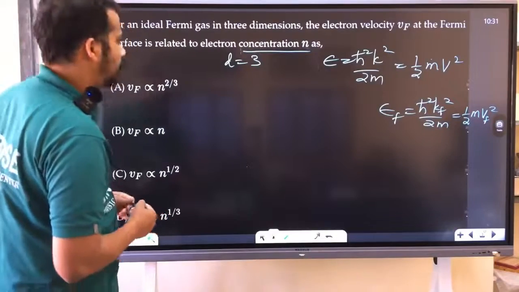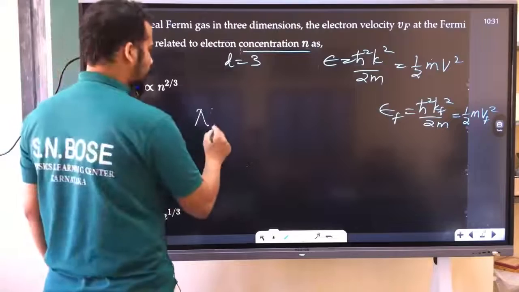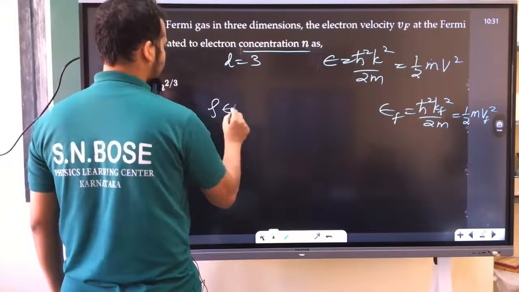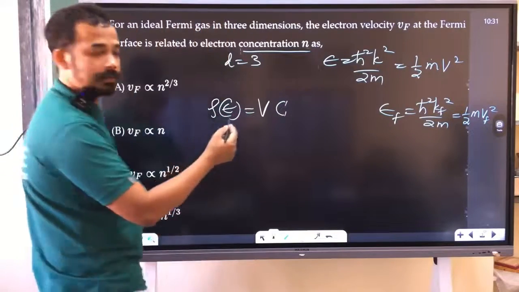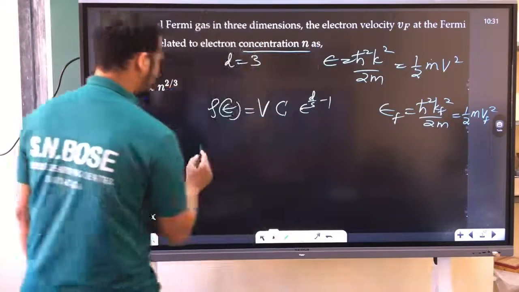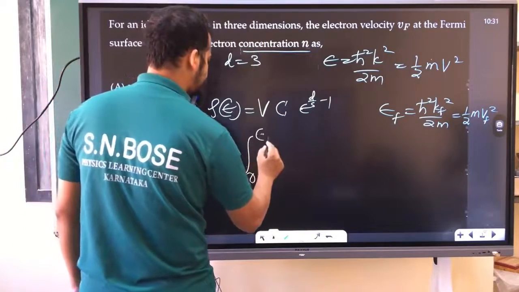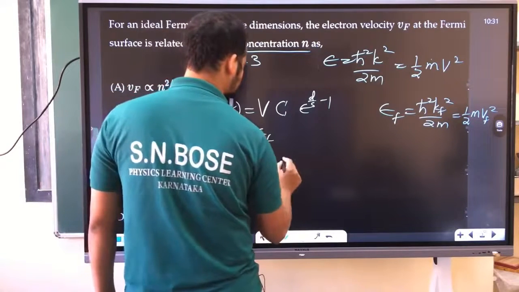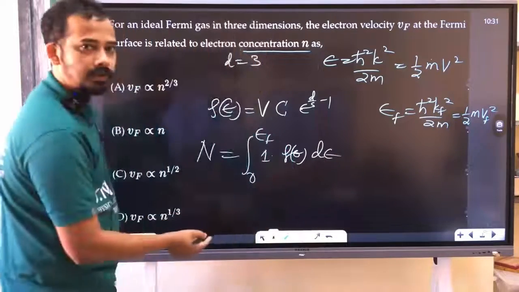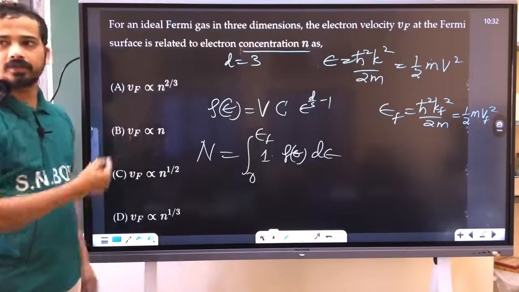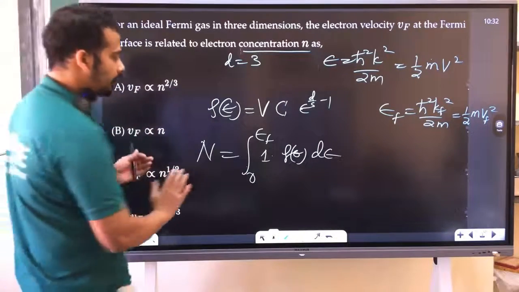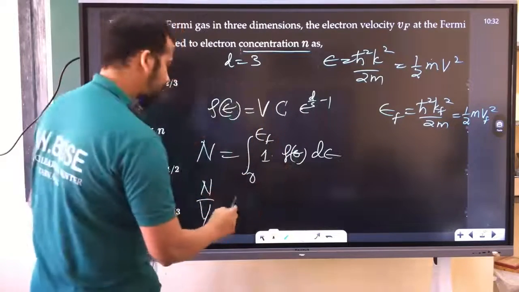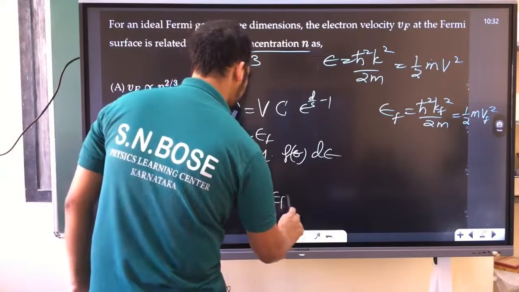So now look at here, what would you do? You can integrate this one. N is equal to the integral of, or you can first define rho of e. Rho of e is equal to volume, you need the volume term, into e power d by s minus 1, and you can use this one. N is equal to integral from 0 to ef, F of e is equal to 1, into rho of e into de. You can take the volume term here. That is now concentration, meaning number per volume. So once you write this concentration n by v, if you do this, e power d by s minus 1 is 3 by 2 e power root e. Am I right? That's equal to constant into ef power 3 by 2 divided by 3 by 2.